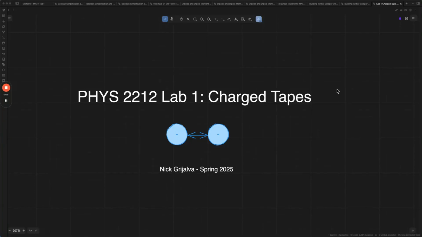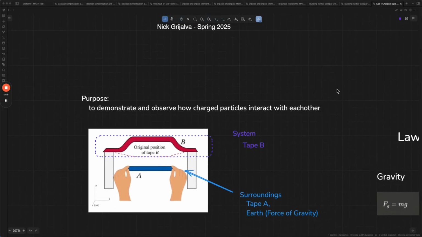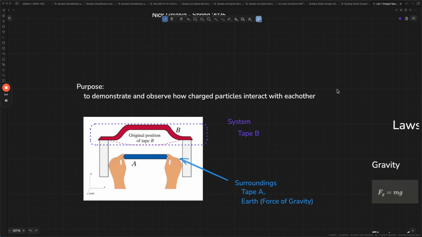Hello, YouTube. My name is Nick Grijalva, and this is PHYS 2212 Lab 1 on charged tapes. The purpose of this lab is to demonstrate and observe how charged particles interact with each other.